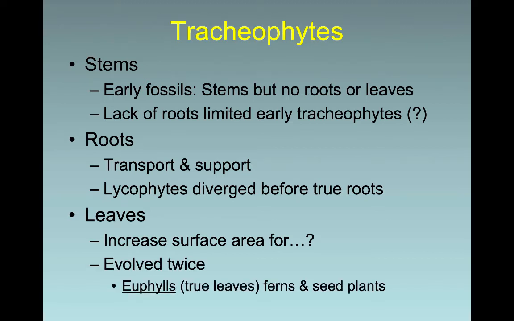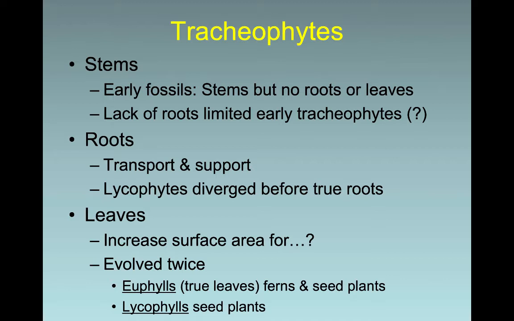So there actually are two different kinds of leaves out there. Euphylls are true leaves, and they're things that ferns have and seed plants have, and most of us are most familiar with euphylls that have multiple veins, relatively large kinds of structures.